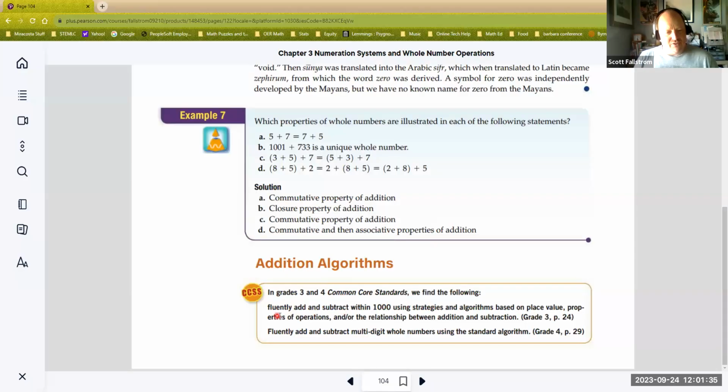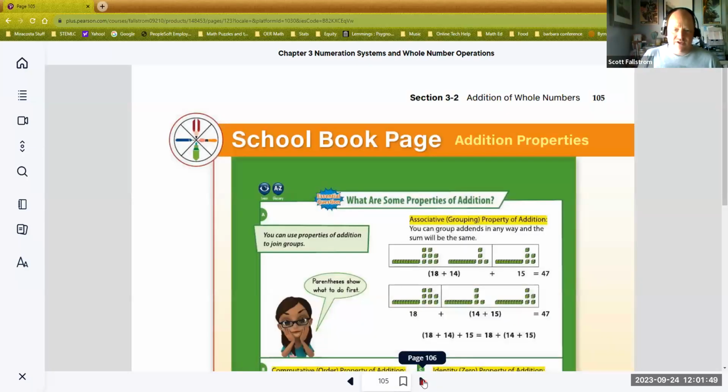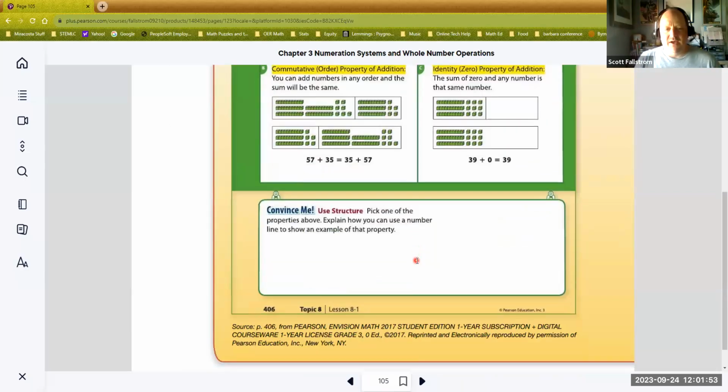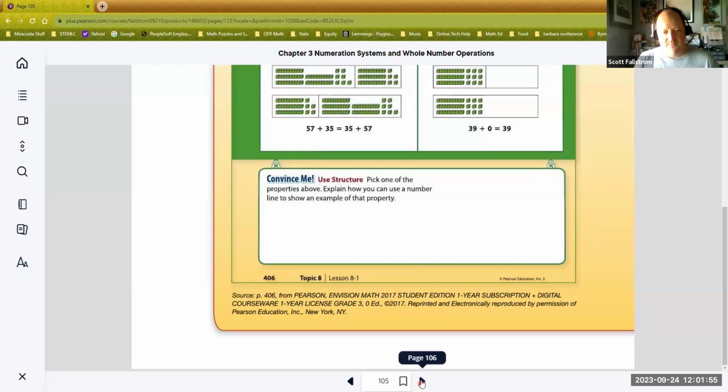We find they need to fluently add and subtract within 1,000. And it says fluently. That means quick, efficient, and correct. Okay, fluently add and subtract multi-digit whole numbers. So we have standard algorithms and learning some different algorithms. So what we're going to do is, here's the properties, and they talk about that. That's again from a textbook. And this is a grade 3 textbook where we're learning those properties.